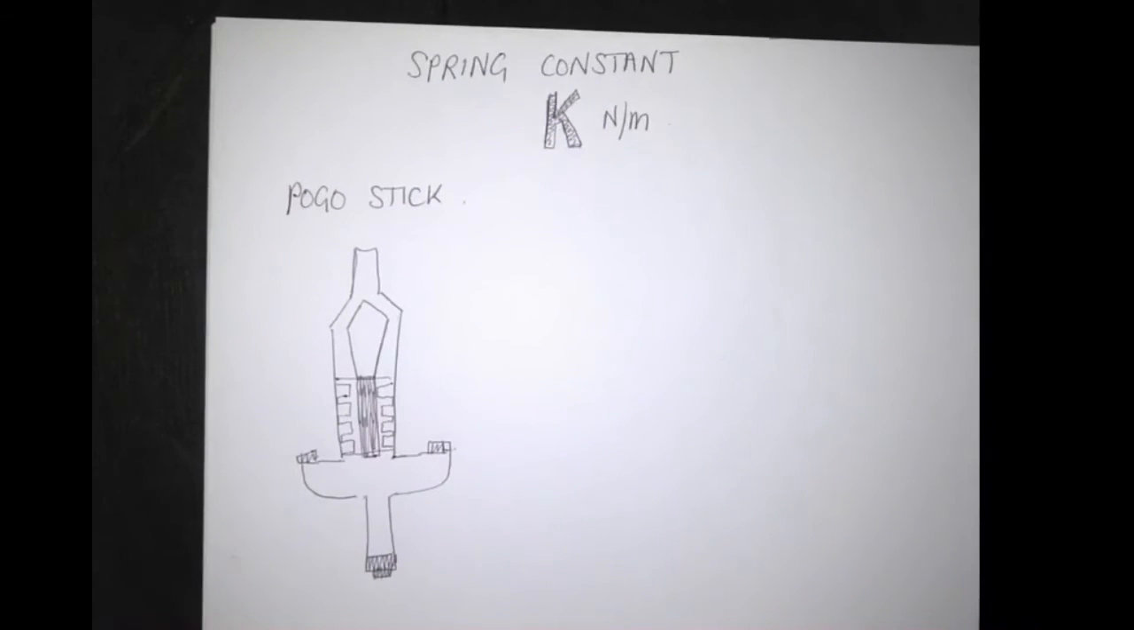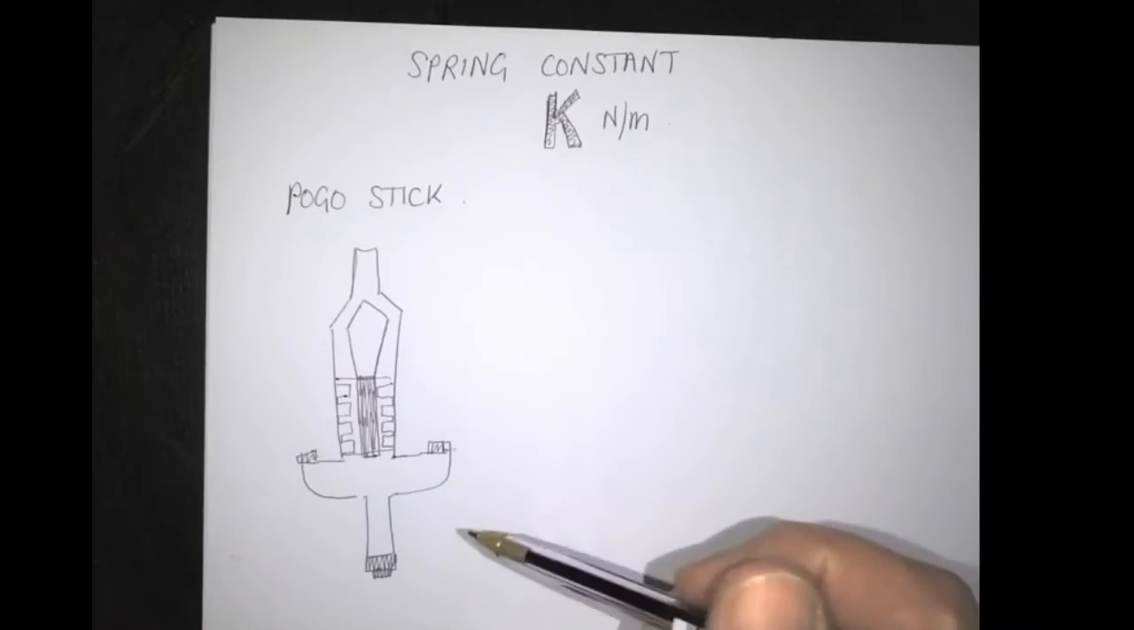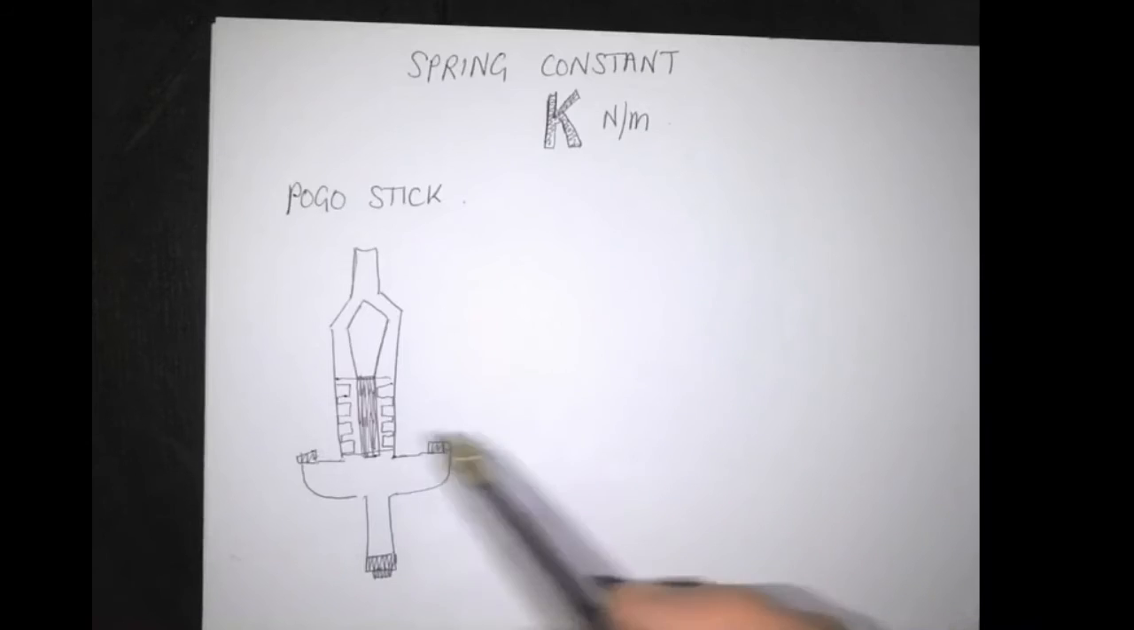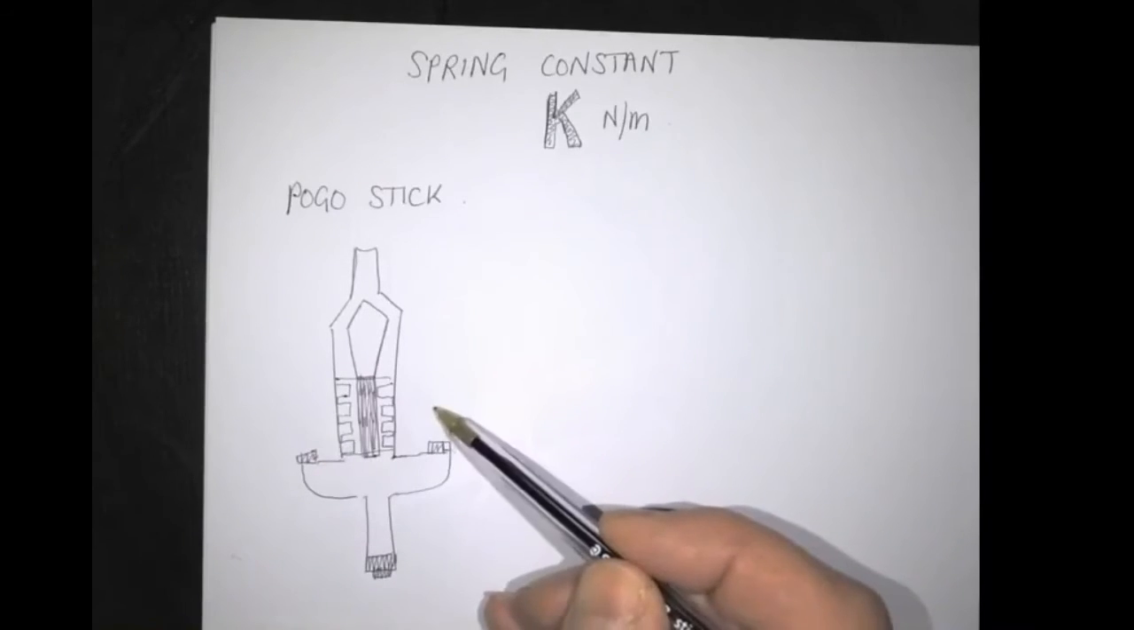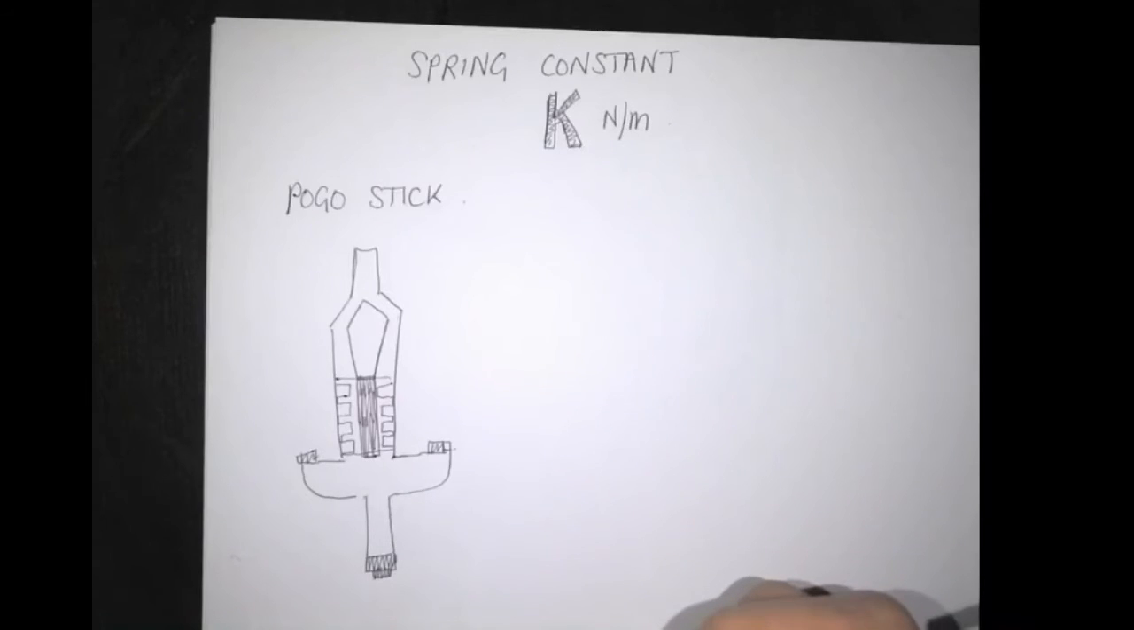Now a pogo stick will have a very big spring constant, because obviously a person climbs on here and has to bounce up and down on these bits. It reminds me actually of another thing. I don't know if you've seen this one either. See if you can guess what it is.